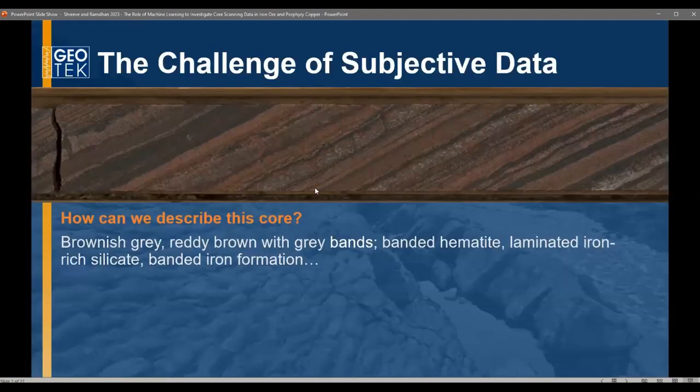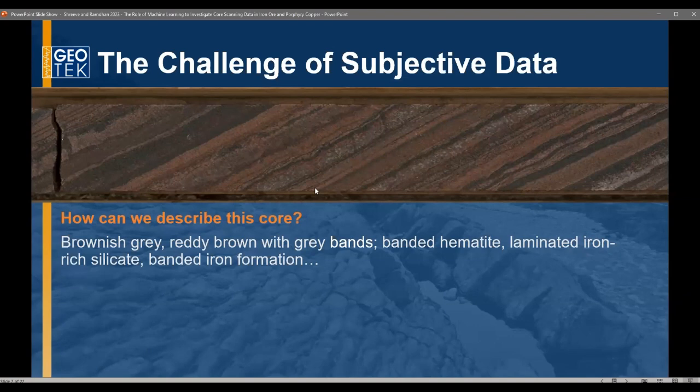So I want to start this presentation by outlining the challenge of subjective data. This is really where I want to start, because part of what we have with a lot of our objectives is people dealing with description of core. So for example, let's take this core on the screen that you can see here. How can we describe this core? What's the best description that we could give it? Is it brownish gray? We describe it by color. We can talk red and gray bands. We can talk about lithology, banded hematite. We might talk more descriptively, a laminated iron silicate, or indeed talk a little bit about what it is. It's a banded iron formation.